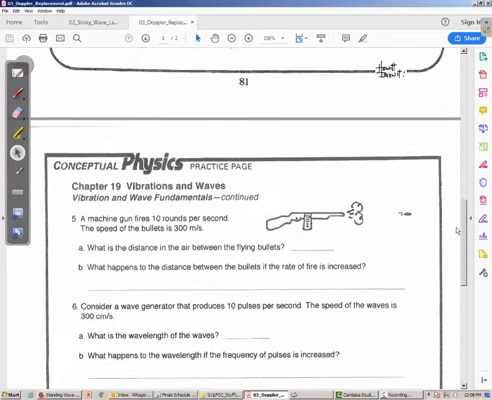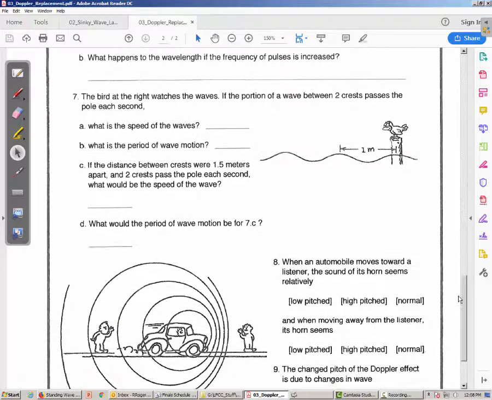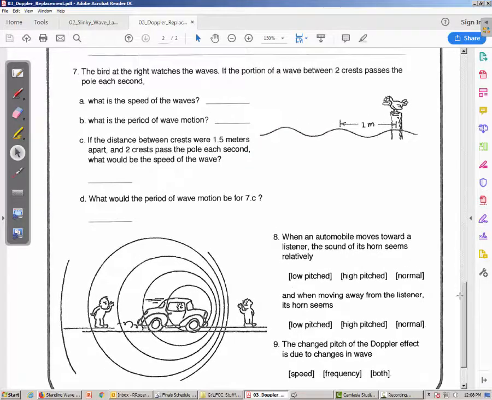Then we're going to come down a little bit further and just get some more practice, only now we're talking about a gun firing 10 rounds per second and some speed. We can figure out the distance between them and just get a little bit more practice relating wavelength, frequency, and period. And then we're going to come down right here and do the same thing.